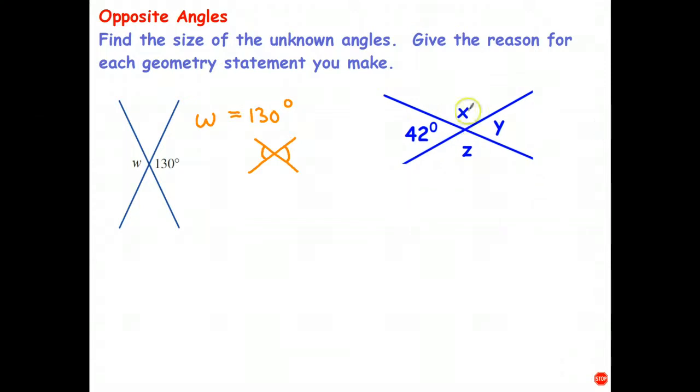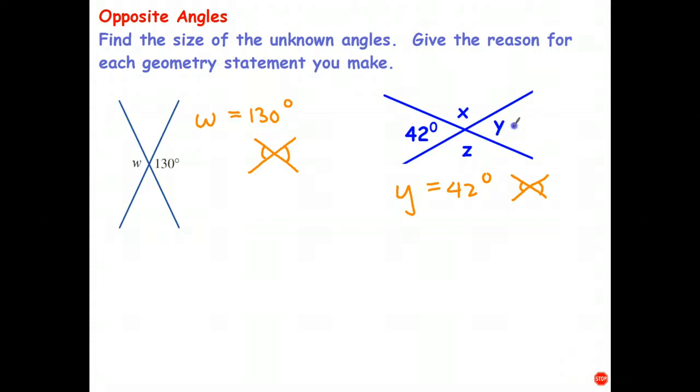Okay, welcome back. Well, we can do these in a couple of different orders. I'll start by getting the opposite angle, then I'll get x and z from that. So I can start by saying y equals 42 degrees, and my justification for that is opposite angles are equal.